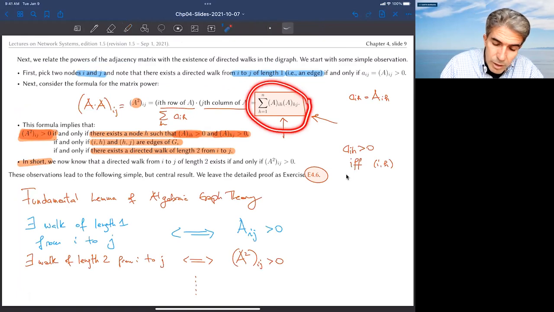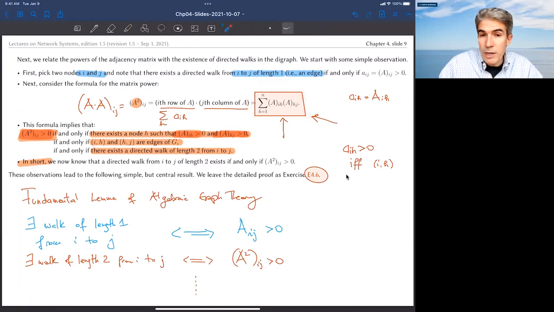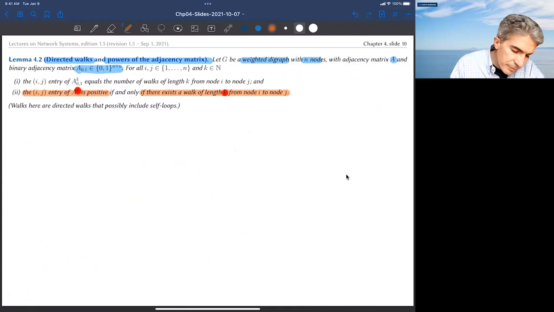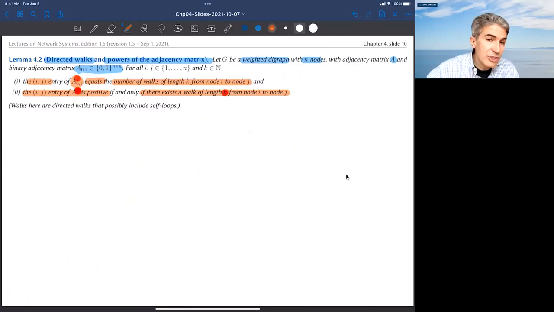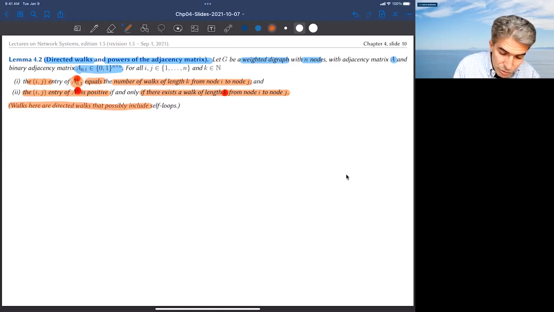Let's look at this sum of product terms again. Now, if the entries are binary, then the product between ones and zeros is one only when both edges exist. Then I sum over it. So how many times do I sum this number one? I sum as many times as there are nodes h that are connected both from i and to j. So the lemma says: take a binary adjacency matrix, raise it to the power of k, and the ij entry is now equal to the number of distinct walks of length k from i to j. And walks here are directed walks that possibly include self loops, just to be clear.